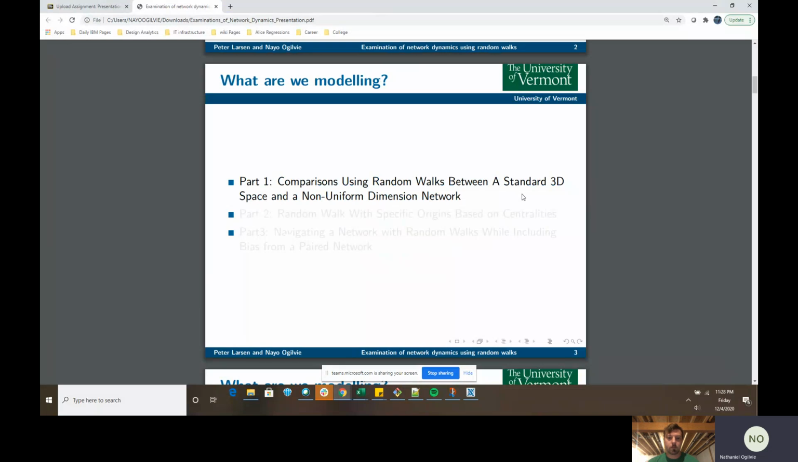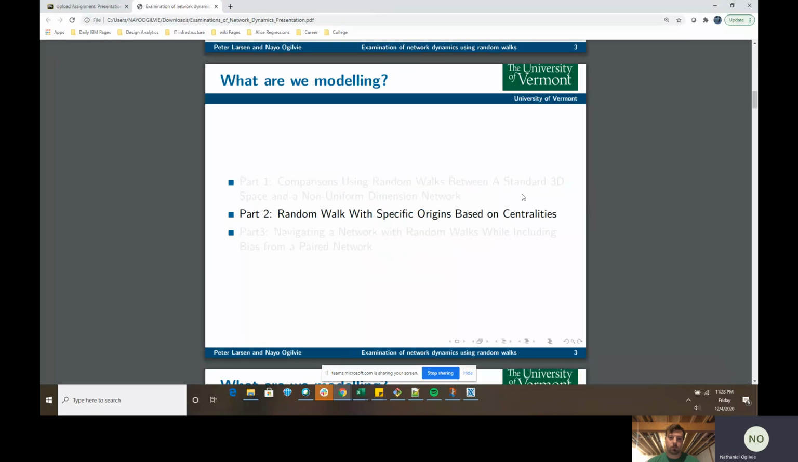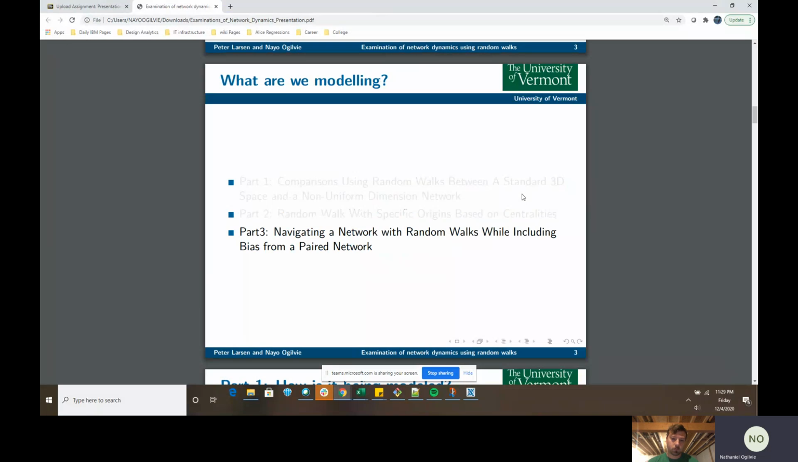All right, so what are we modeling? We're basically modeling three separate parts, but part one is going to be comparisons using random walks between a standard 3D space and a non-uniform dimensional network. In the second part, we'll start discussing the random walk of the non-uniform dimensional network with specific origins based on centralities. And then finally, we'll look at navigating a network with random walks while including bias for paired networks.